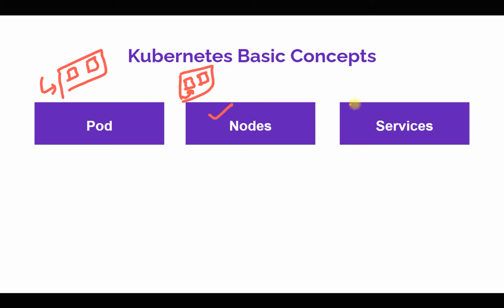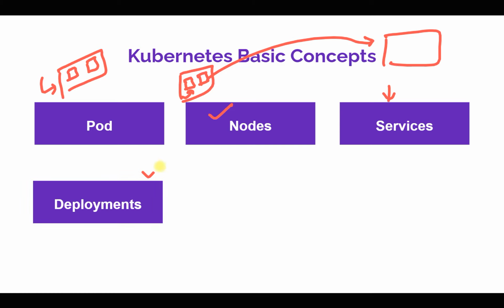Next concept we have is services. What exactly is a service? It's an abstraction that defines a logical set of pods and a policy that will help this application to be accessed. So services provide a way to expose your application to the outside world. If you want to use this application over the internet, then you need to expose it on some port. That's why service comes into the picture when you are going to expose your pods to the outside world. Next concept we have is deployment.